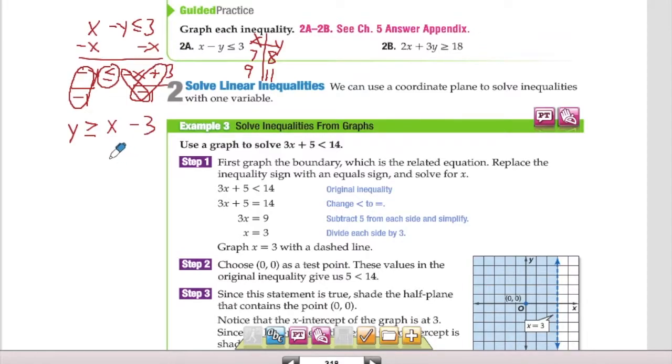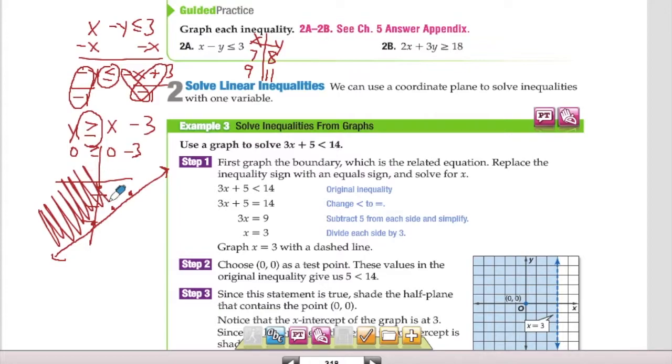When I graph that, the y-intercept is negative 3: 1, 2, 3, put a dot. Slope is 1, so up 1 over 1, up 1 over 1. Since it's a greater than or equal to sign, I'm going to connect those points with a solid line, and then I'm going to choose a point. I'm going to choose 0, 0. Is 0 greater than or equal to 0 minus 3? Yes, it is, so I'm going to shade in that direction.